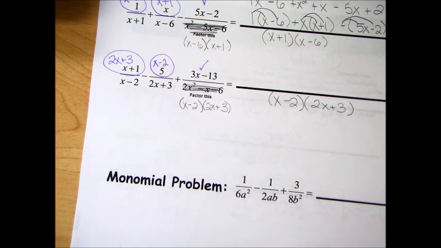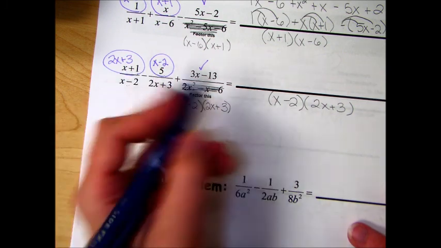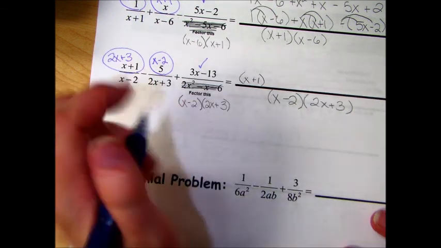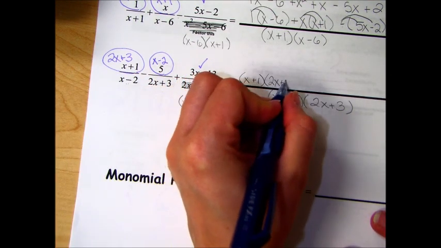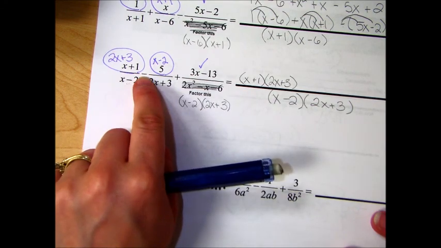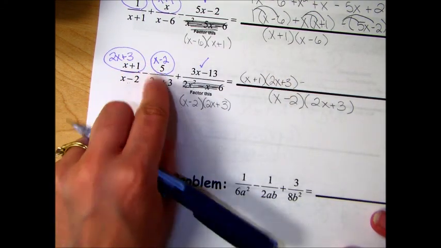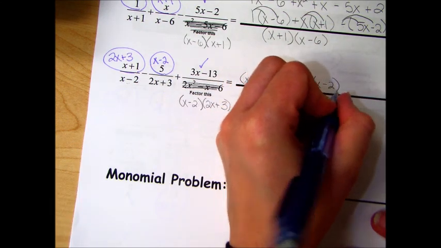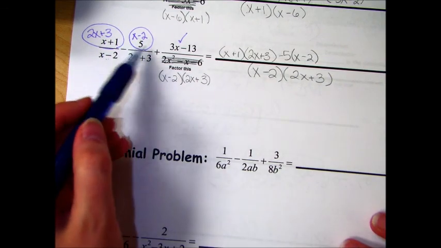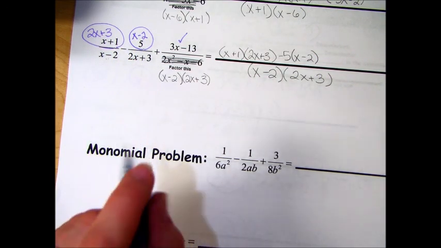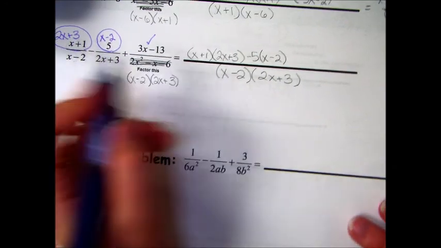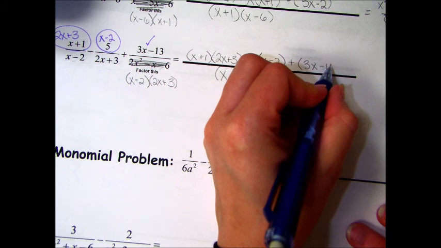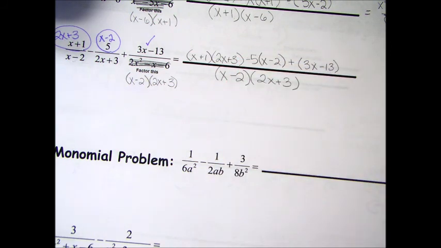The bottom matches. Bring over x plus 1. Always bring your binomials over in parentheses, please. And the 2x plus 3 beside it. Bring over this minus sign, this 5, and in parentheses, x minus 2. Please don't try to distribute that in one step because chances are you will do it wrong. And bring over this plus sign and the quantity. Because it's a binomial, notice my use of parentheses, please. 3x minus 13.